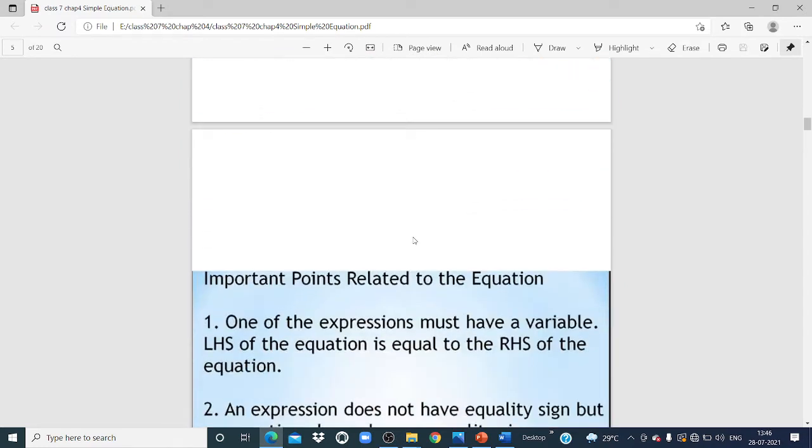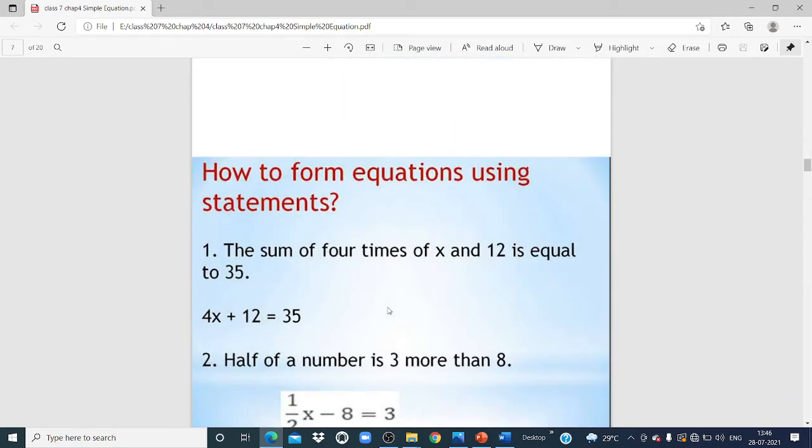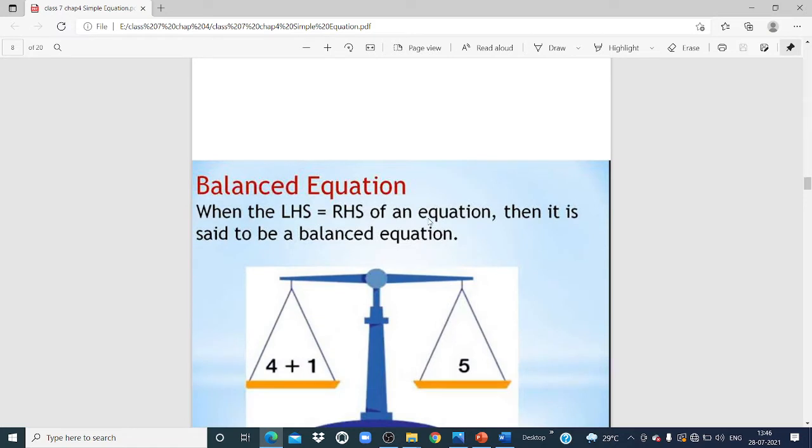This thing we have already discussed, and after that we discussed some important points related to the equation, and we also solved some examples. After that we learned how to form an equation using statements, and also how to form statements using an equation, right? So have you solved exercise 4.1? Yes. Any doubt? No. Okay, so now come to today's session.